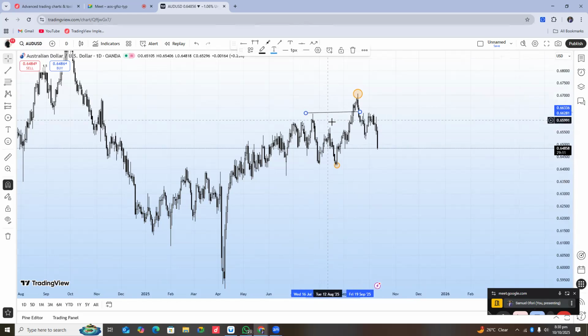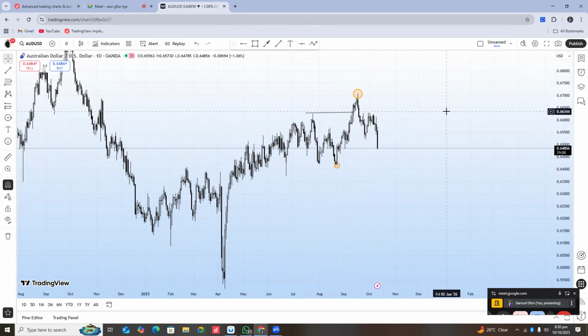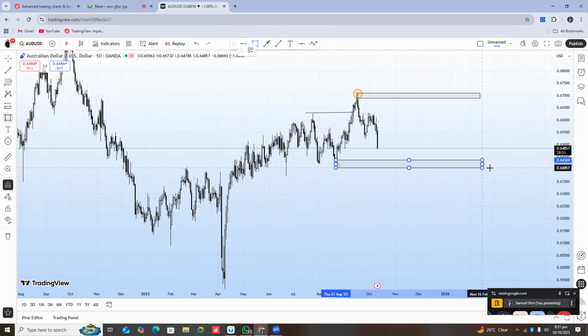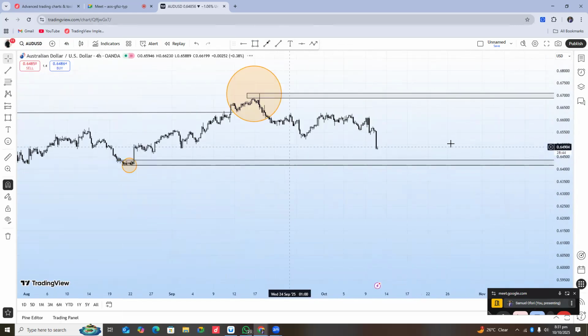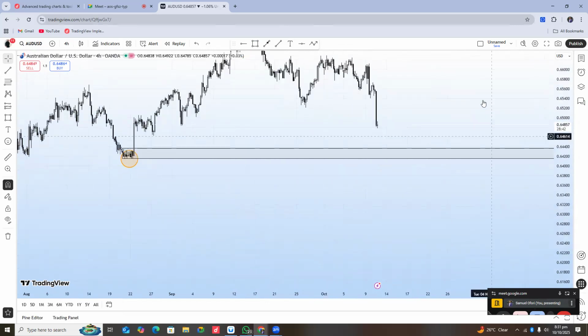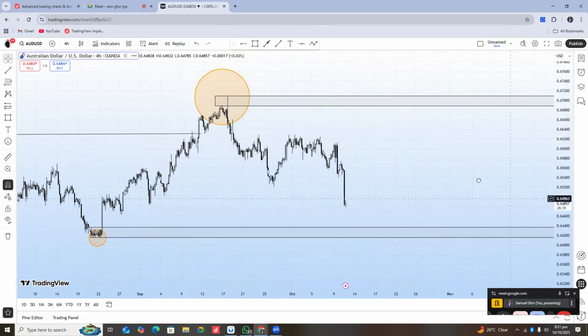Yeah. So we see this break of structure here too. Okay, so it means that this is valid. We just have to identify our trading range. Okay. So I can draw my trading range here. And then for a proper view, I will zoom to the 4 hours.